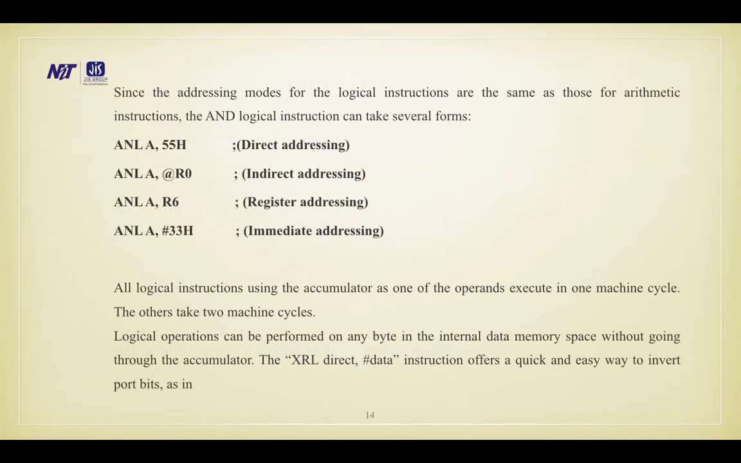Since the addressing modes for the logical instructions are the same as those of arithmetic instructions, the AND logical instruction can take several forms. ANL A, 55H, direct addressing. ANL A, @R0, indirect addressing. ANL A, R6, register addressing. ANL A, #33H, immediate addressing. All logical instructions using the accumulator as one of the operands execute in one machine cycle. The others take two machine cycles.